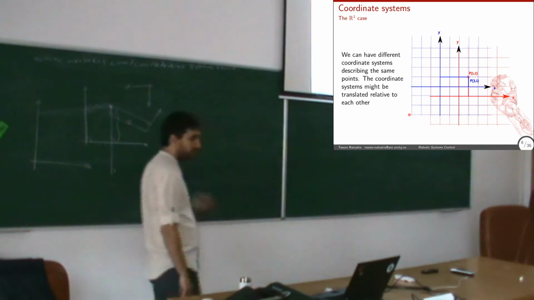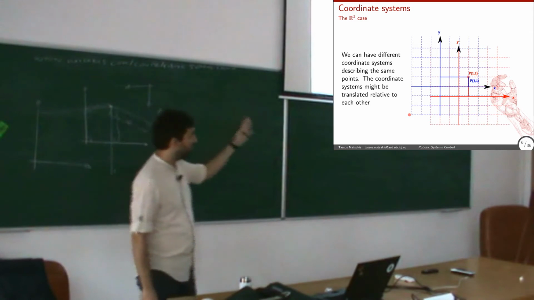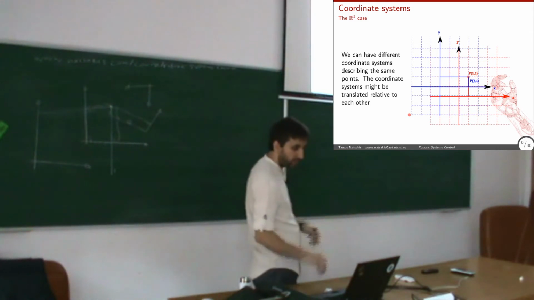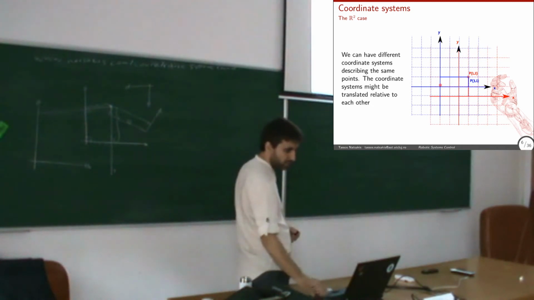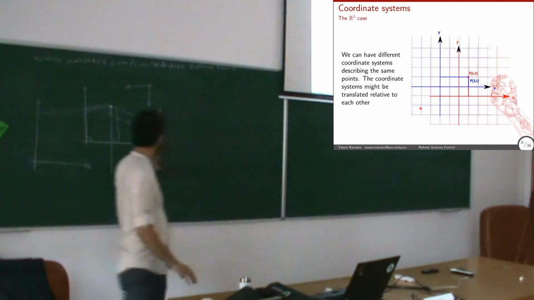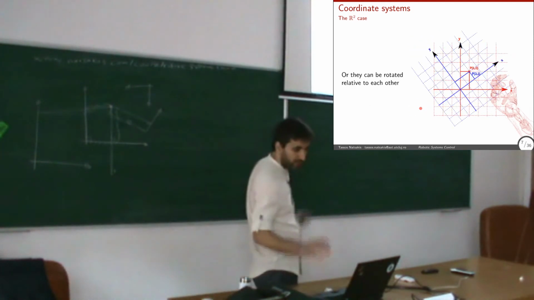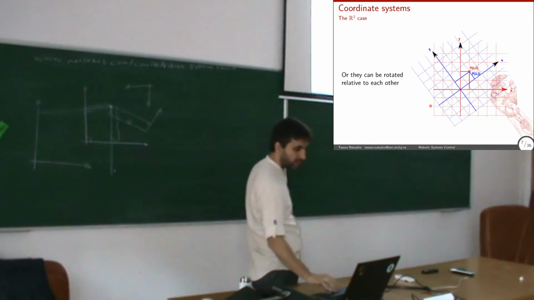As I explained here as well, we can have different coordinate frames describing the same points. You can see here, for instance, this same point in the red coordinate frame has coordinates 1 and 2, while in the blue coordinate frame, where the origin is here, it has 3 and 1. Same point, different coordinates. As I also try to point out here, the coordinate frames can also be rotated relative to each other. They might have the same origin, but they might be rotated. Again, different coordinates.